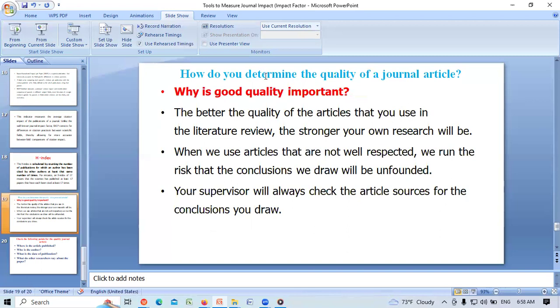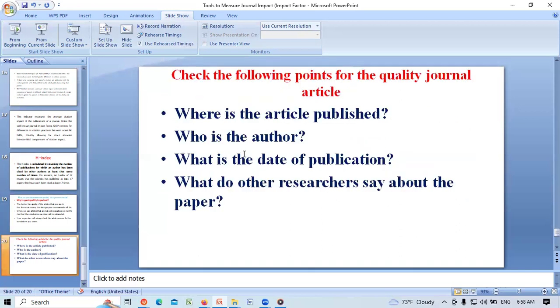Good. How to determine the quality of a journal article? The better the quality of the articles you use in the literature review, the stronger your own research will be. When we use articles that are not well respected, we run the risk that the conclusions we draw will be unfounded. Your supervisor will always check the article source for the conclusions you draw. Check the following points for the quality of journals. Where is the article published? Who is the author? What is the date of publication? What do other researchers say about the paper?